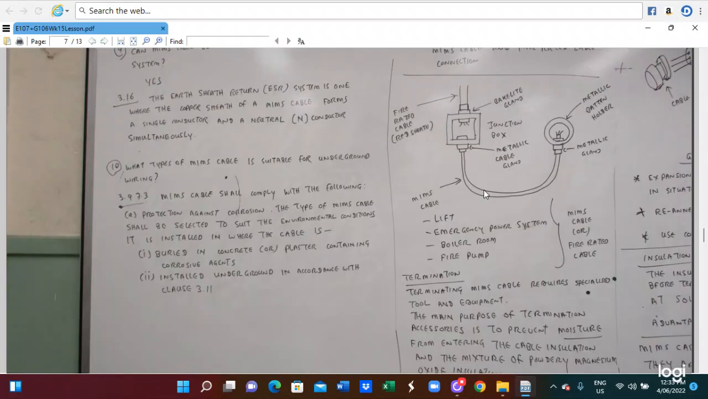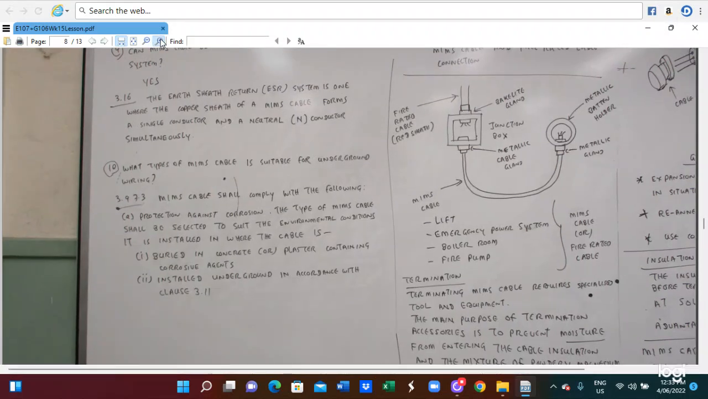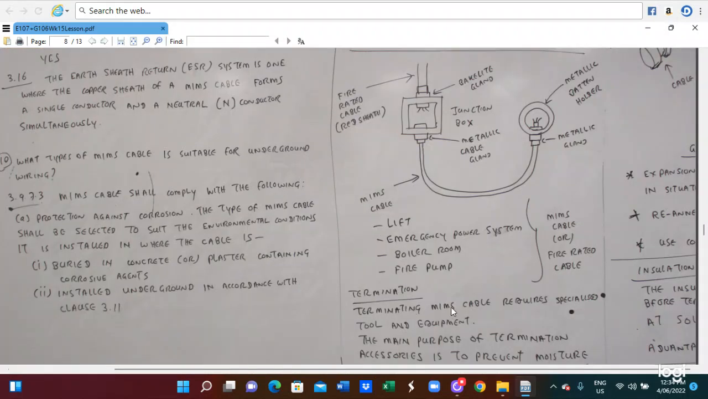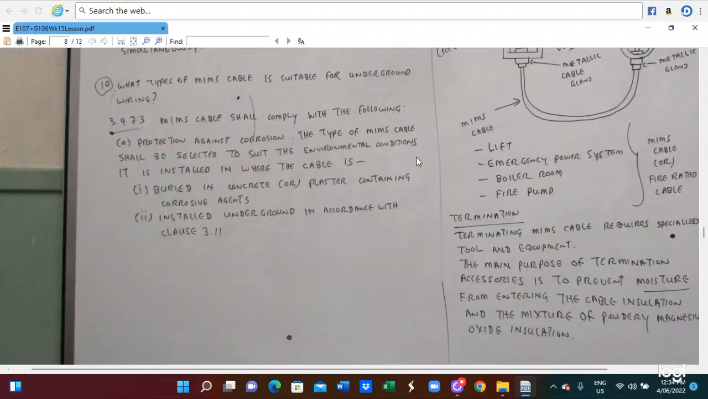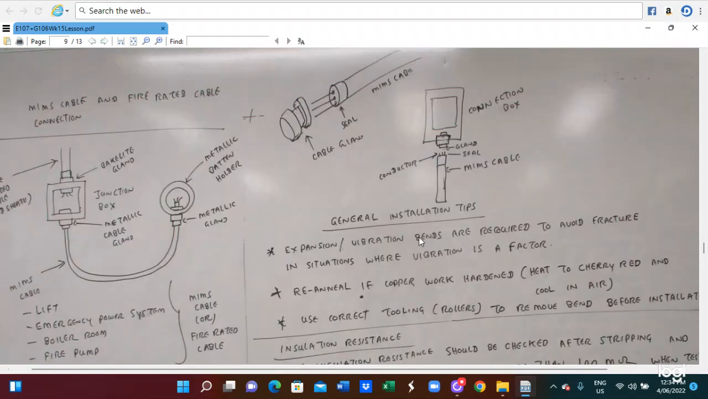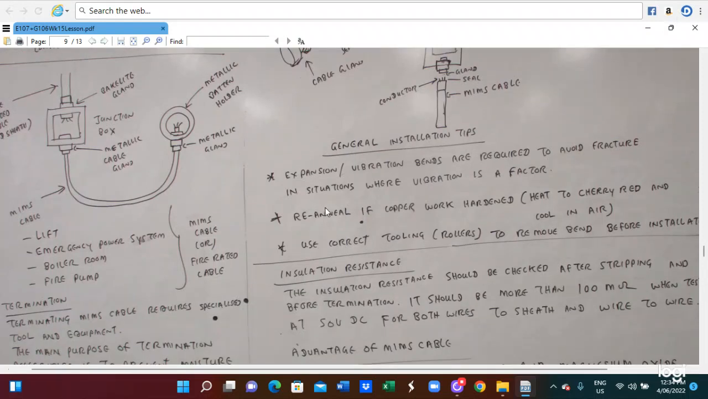Emergency MIMS cables are utilized for the lift, emergency power system, boiler room, and fire pump. Terminating MIMS cables requires special tools and equipment. The main purpose of termination is to prevent moisture from entering the cable insulation, the magnesium oxide powder. So this is how we use MIMS cables for connection to the junction boxes.